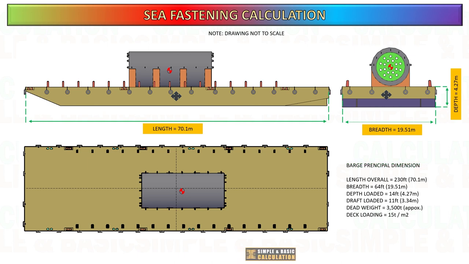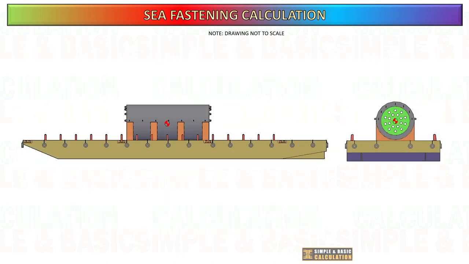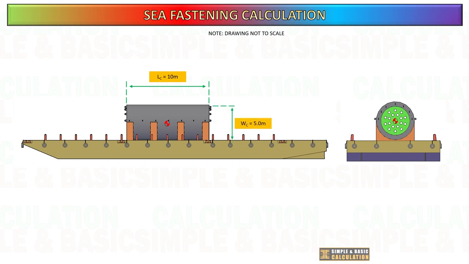Let's assume that the cargo position on the deck of the barge is not aligned with the center line of the barge. The cargo location is 1.5 meters in both the transverse and longitudinal directions from the barge center line. The distance between the cargo center of gravity and the center line of the barge is 4.5 meters in height. The cargo has a length of 10 meters, a width of 4.5 meters, and a height of 5.0 meters. Cargo weight is 200 ton.